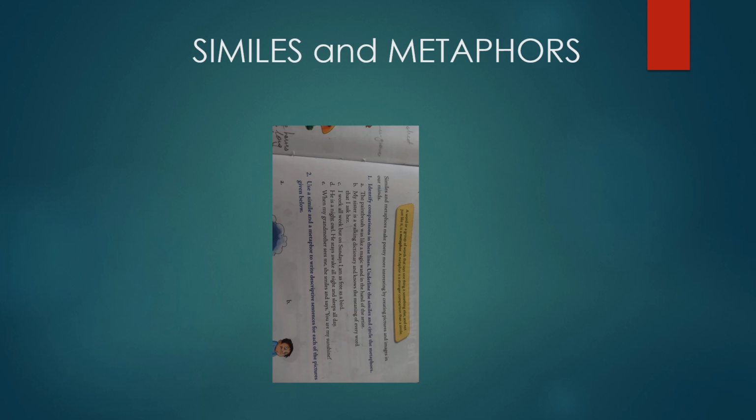Now come to B sentence. My sister is a walking dictionary and knows the meaning of every word that I ask her. Now here there is no like or as. Metaphor is a stronger comparison than a simile. Comparison is there, but this is a very strong comparison. My sister is a walking dictionary. He is talking about his sister. My sister is a walking dictionary and she knows the meaning of every word that I ask her.